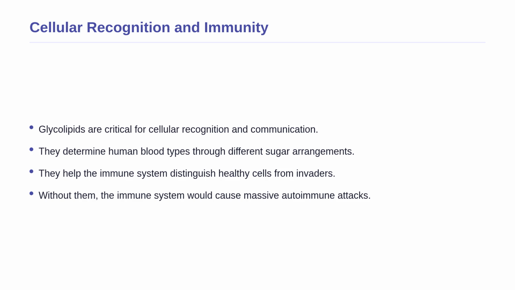Furthermore, they play a vital role in the immune system. They help your white blood cells distinguish between your own healthy cells and dangerous foreign invaders. If our cells lacked these glycolipid name tags, our immune system would be completely blind. This would lead to massive autoimmune attacks or leave us entirely unable to fight off infections.